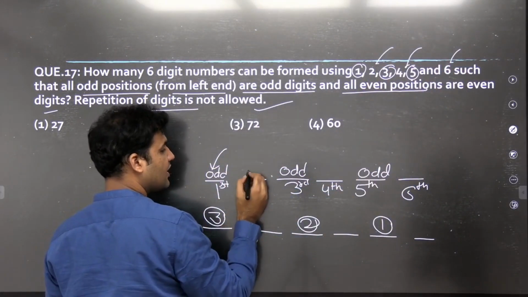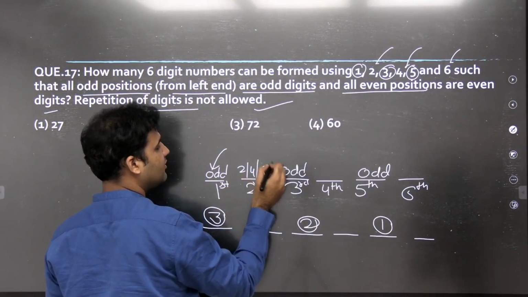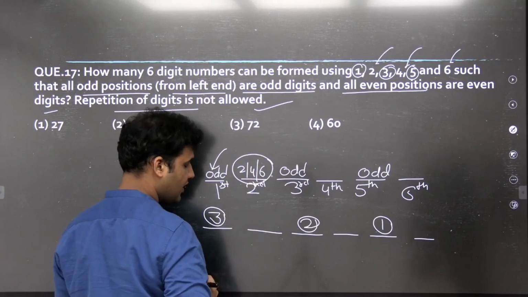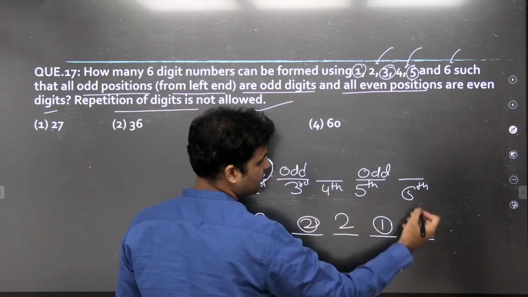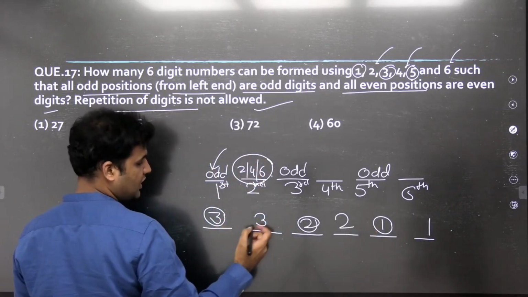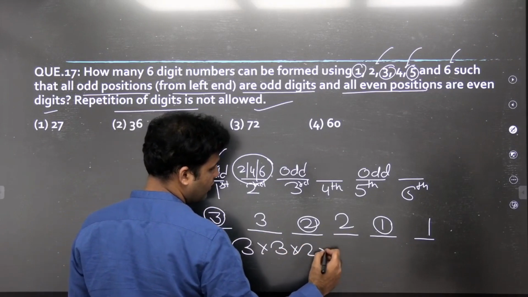So this place can be filled with any of these 3 even numbers, either 2 or 4 or 6, anything can come. Any digit can come here or over here. So this place again can be filled in 3 ways, this place in 2 ways, this place in 1 way. So 3 into 3 into 2 into 2.